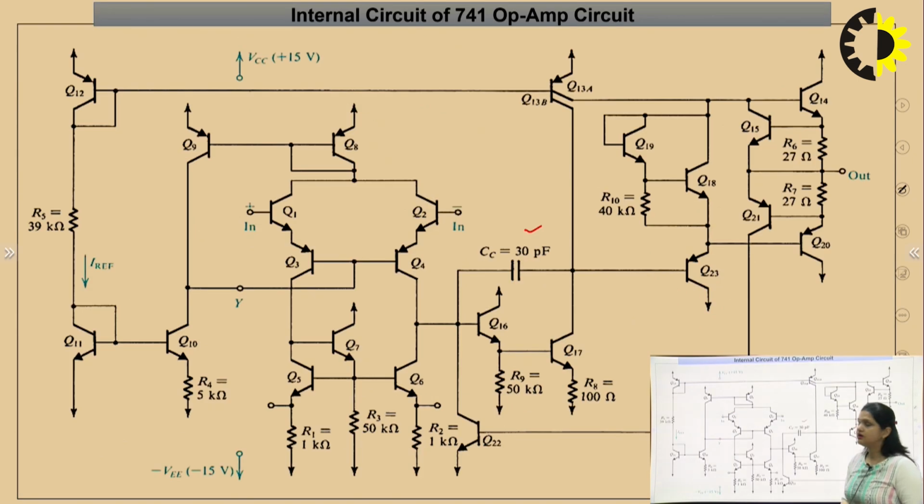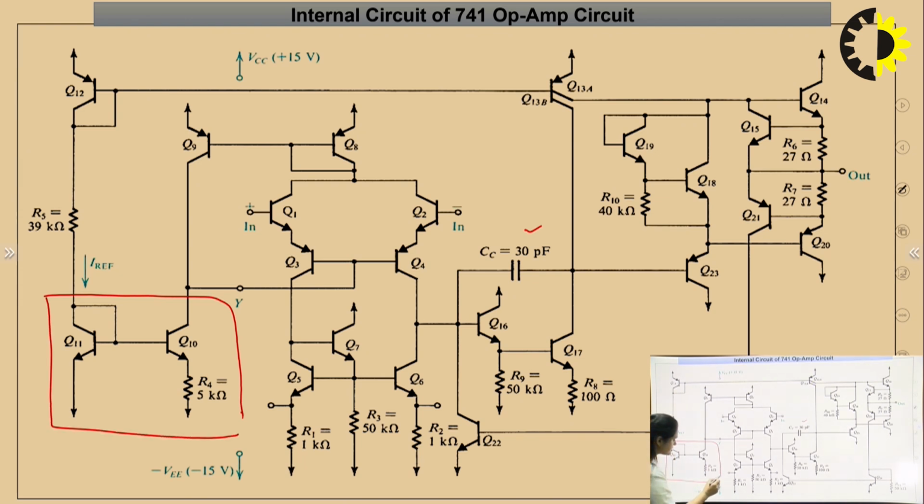So now just see the circuit, and here I will tell you how to divide this circuit into these 4 blocks. So first of all, let's have a look. This circuit is a Widlar current source. You can see that this is a Widlar current source.